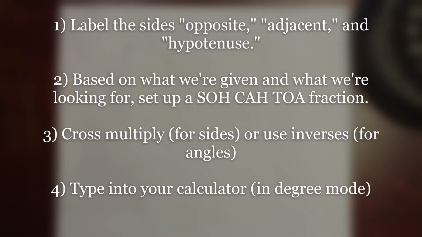First, you label your sides with the words opposite, adjacent, and hypotenuse. Then, based on what we're given, what numbers we know, and what specific piece we're looking for, you can set up a SOHCAHTOA fraction. Next, if you're looking for a side, like in examples 1 and 2, you'll cross multiply. If you're looking for an angle, like in example 3, you'll use inverses on your calculator. And then step 4, when you're looking for sides, you'll have to type that answer into your calculator.